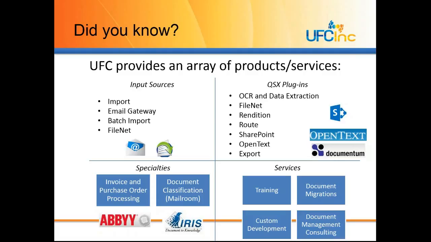And we also do what we call document classification. If you're not sure what that term means, it's sometimes called digital mail rooms in the market. Really, it just helps us determine what a document is. Is it a purchase order? Is it an invoice? Is it a receipt? Is it a travel expense report? We can determine what a document is as it's going through our document management system. So those are some of our specialties.